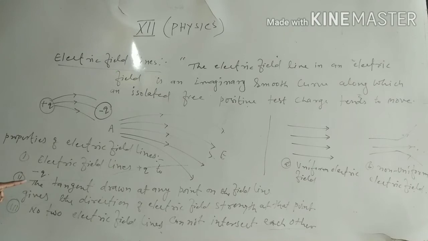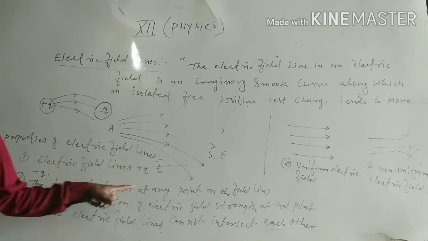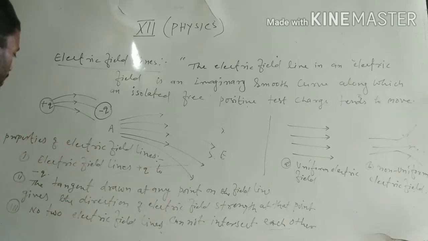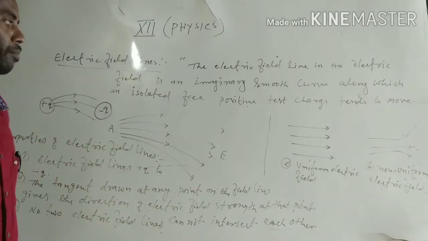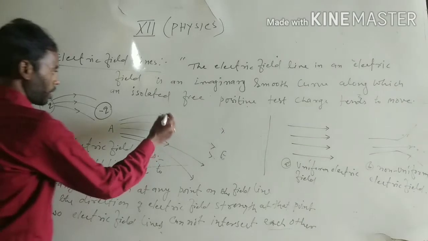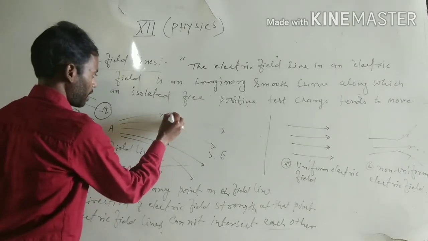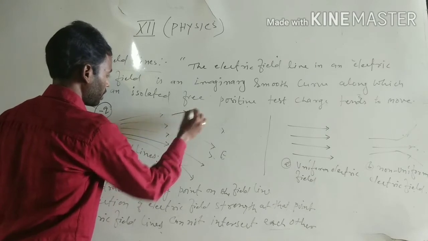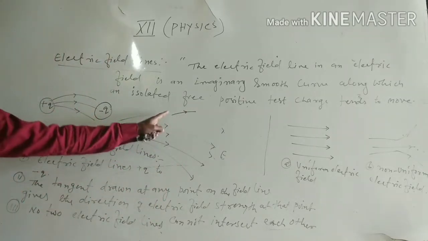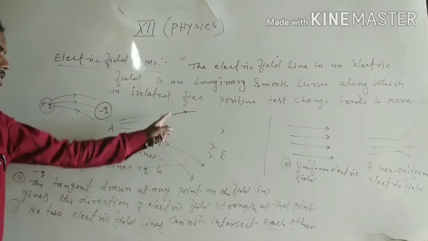Second thing, the tangent drawn at any point on the field line gives the direction of the electric field strength at that point. That means this is the electric field line. Suppose here is a tangent, then this field line always indicates the direction of the electric field at that point.